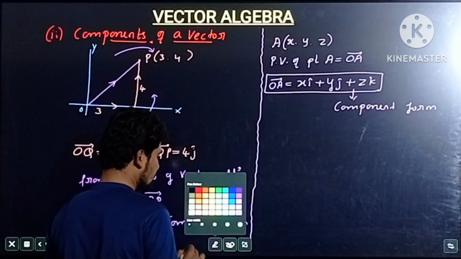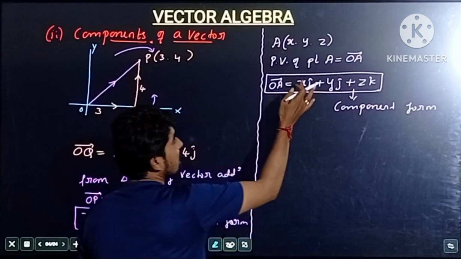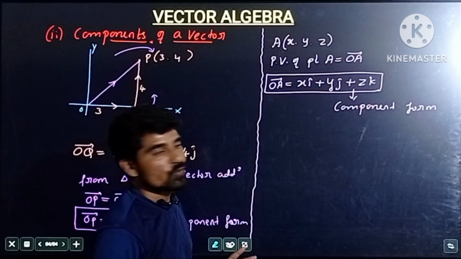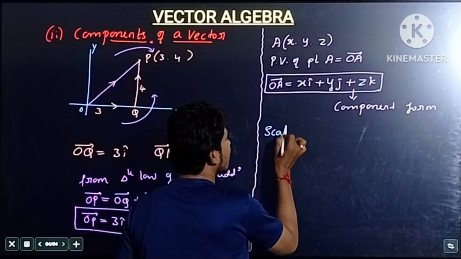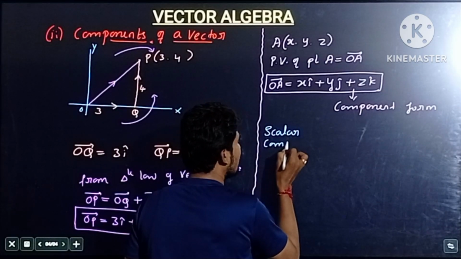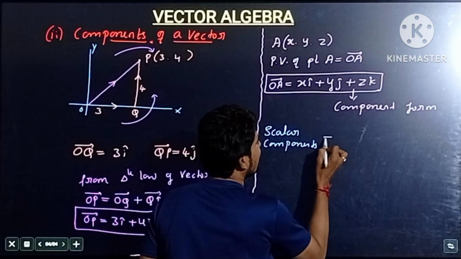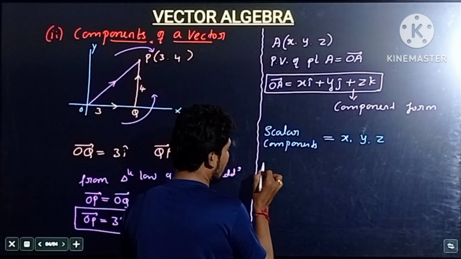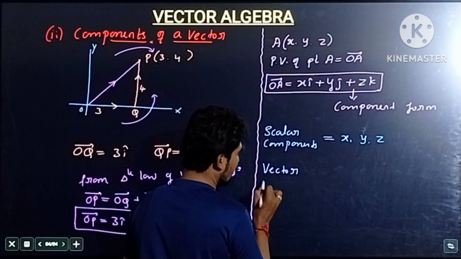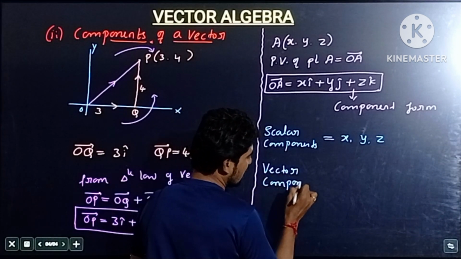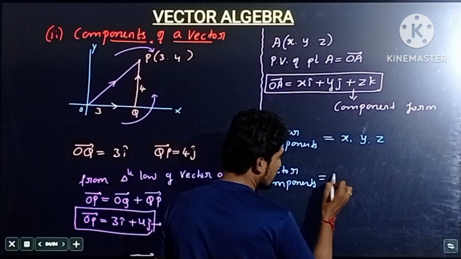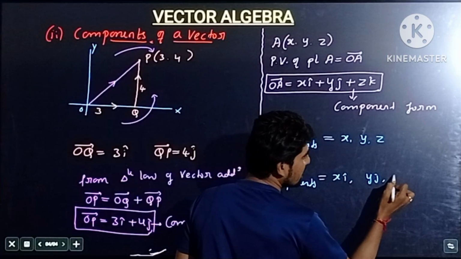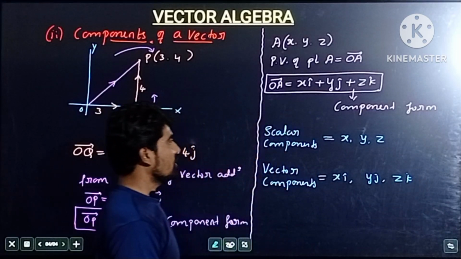And one more thing you need to observe here, the coefficients of i, j and k are called the scalar components of the vector OA. What do we call them? Scalar components. The scalar components of the vector OA are x, y, z, and the vector components of the OA vector are x i cap, y j cap and z k cap. I hope all of you understood.